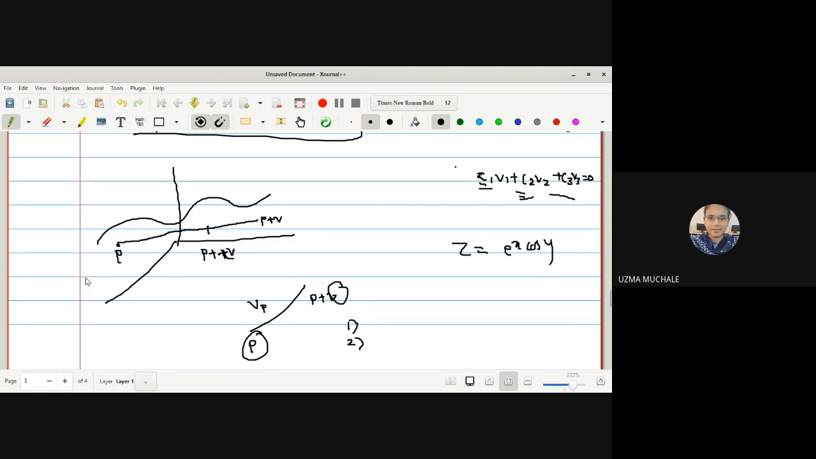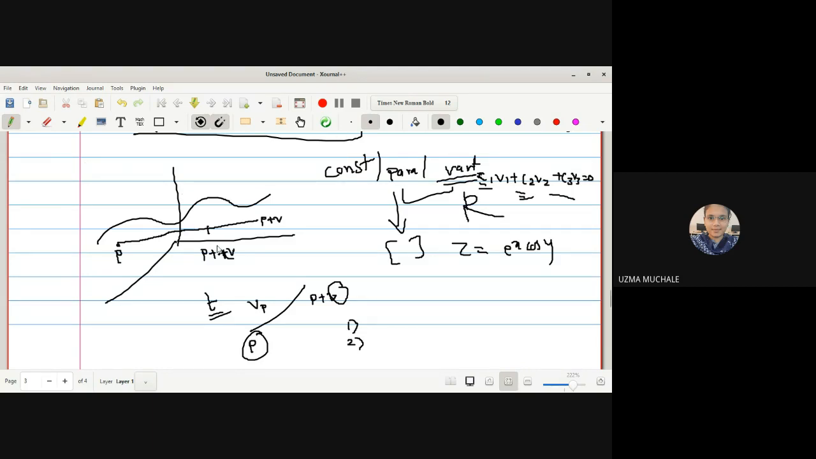Somewhere in between P and P plus V, we will get P plus tV, where t is a parameter which will lie in some particular interval. I hope you know the difference between a constant, a parameter and a variable. Parameter and variable are very similar, but a parameter only lies in a particular interval, whereas a variable can vary over the whole real line. A constant means the value is fixed.